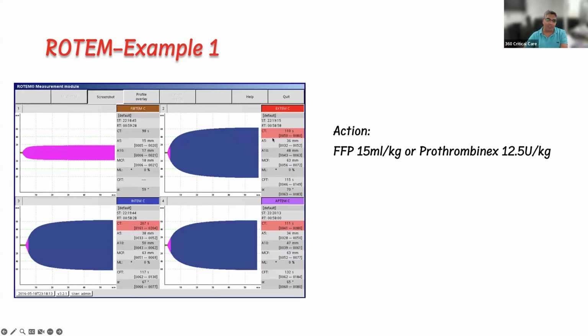The second or third step that you look for is the INTEM. The clotting time in both INTEM and XTEM is prolonged. That means it is a coagulation factor issue, which you will treat with FFP. The APTEM is used to look for clot lysis. If there is no clot lysis, then that's your diagnosis. The patient needs FFP. Okay.